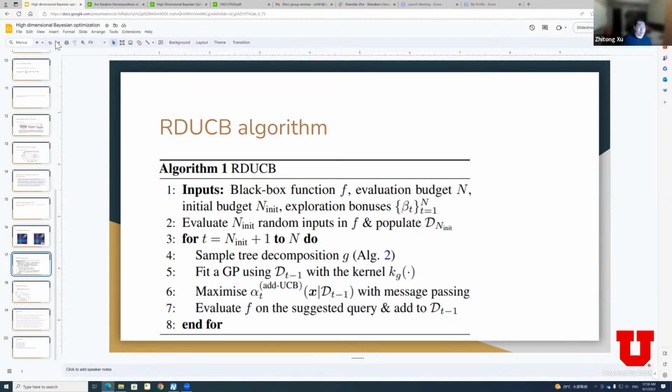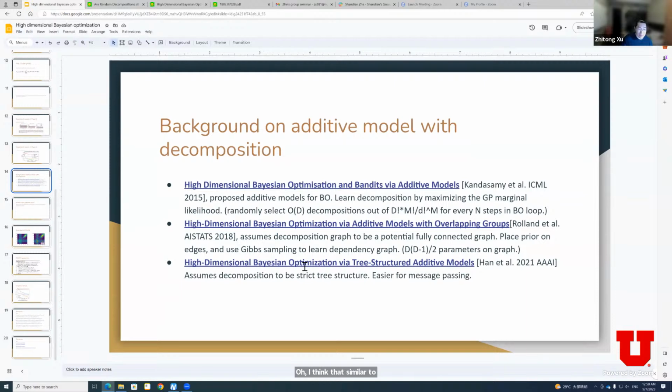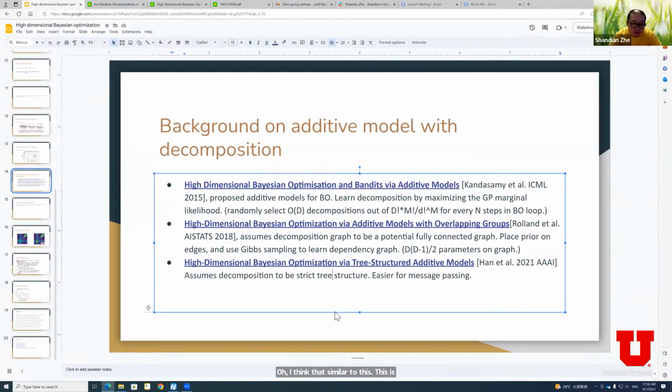I think it's similar to this one. But if it's just a tree, that means each group will be at most size 2, right? You can only include one edge in every group. They didn't show the detail, but they have a heavy citation of this 2021 paper, which got a tree structure additive model. That means they restrict group size to be 2.